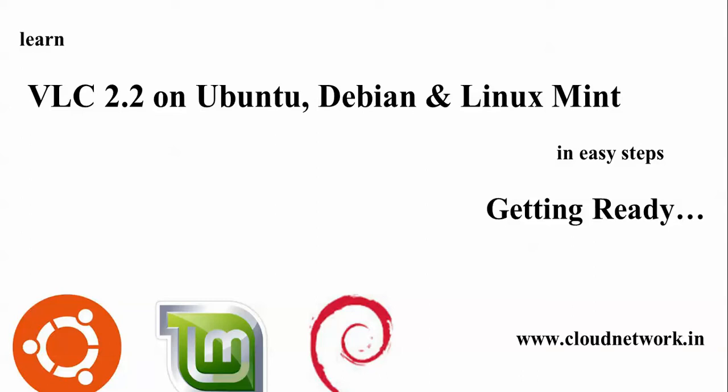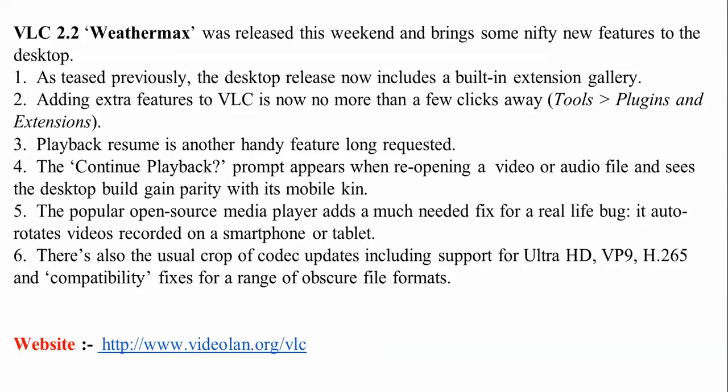So next, what is VLC? Weatherwax is the release name for version 2.2, and this brings some nifty new features to your desktop. It gives you a built-in extension gallery to add extra features to VLC, with tools, plugins and extensions a few clicks away. Playback resume is another option, which continues playback when reopening your video or audio files. This popular open source media player also fixes bugs, like auto-rotating videos recorded on your smartphone or tablet, and supports Ultra HD, VP9 and H.265. This is the website you can see, www.videolan.org/vlc, where you can download VLC for Windows, Linux and Mac.